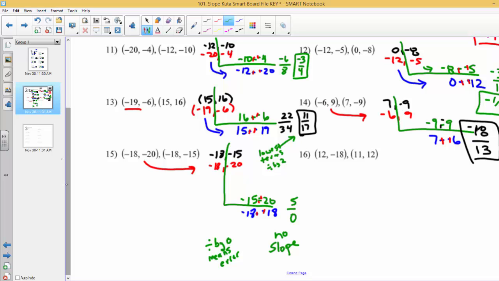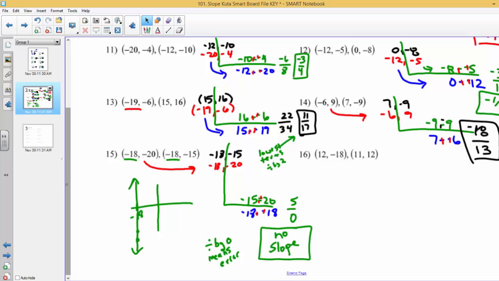Dividing by 0, that's actually an error in the calculator. If you were to graph this, (-18, -20) is right here, (-18, -15) is right here. You have a vertical line going up and down. Every single vertical line, if ever x is always the same, it is always no slope. It does not exist.